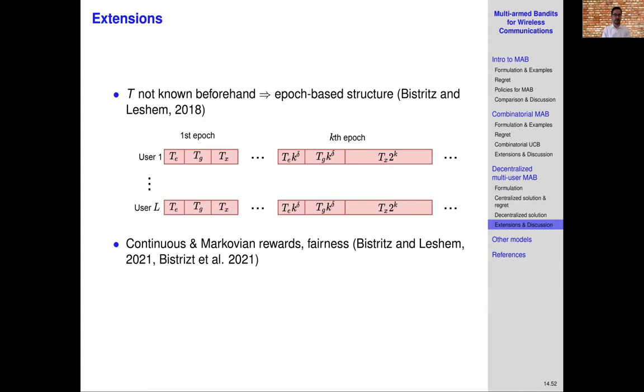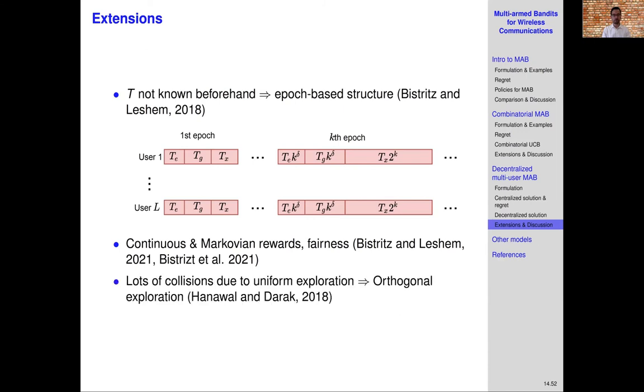There are other important extensions, such as working with continuous rewards, working with Markovian rewards, or considering fairness issues. Another extension is considering ways to reduce the number of collisions happening in the exploration phase. Since the exploration phase is uniform, a lot of collisions could happen. And recently, orthogonal exploration techniques that reduce the number of collisions have been proposed.